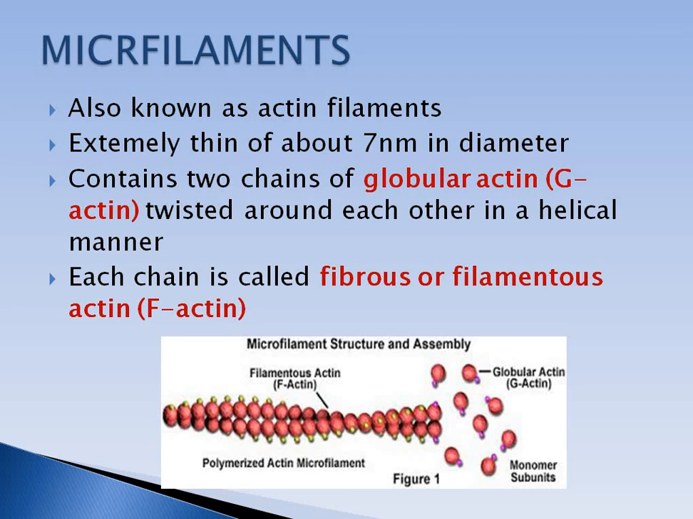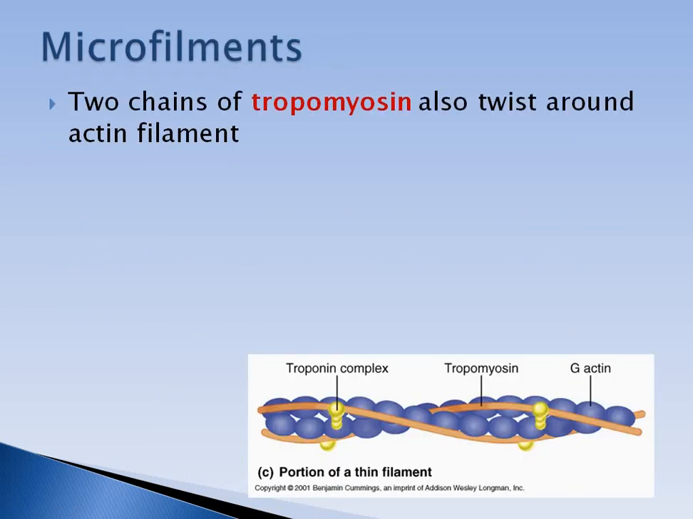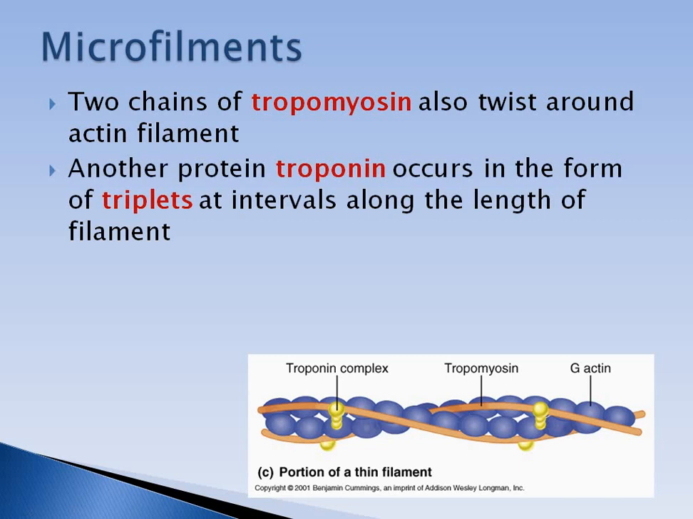As you can see in this figure, these rounded structures are G-actin or globular actin. They combine together to make up F-actin, and two F-actin twist together to make up microfilament. Microfilaments in many cells, they also have another protein that is called tropomyosin. Tropomyosin is also made up of two chains, and these two chains of tropomyosin twist around the actin filament.